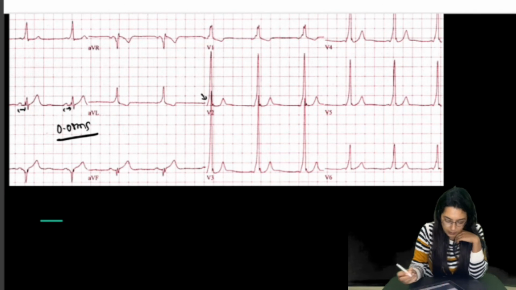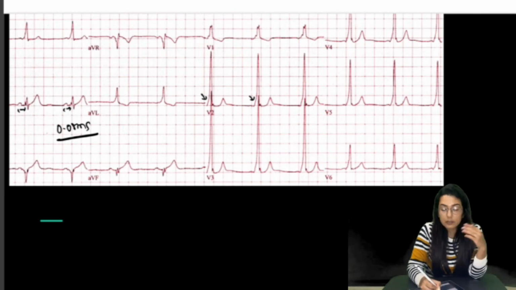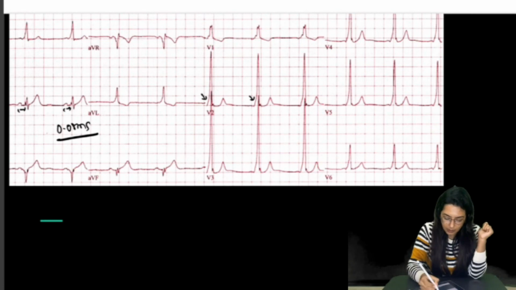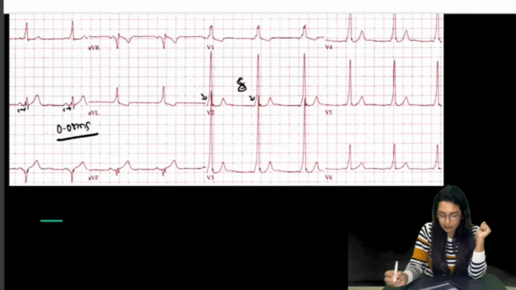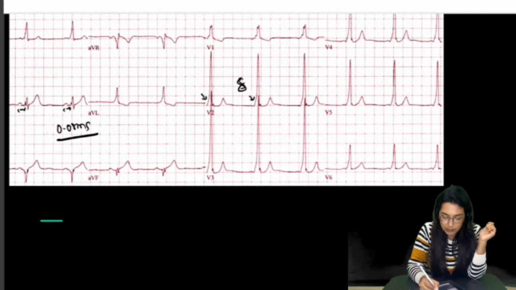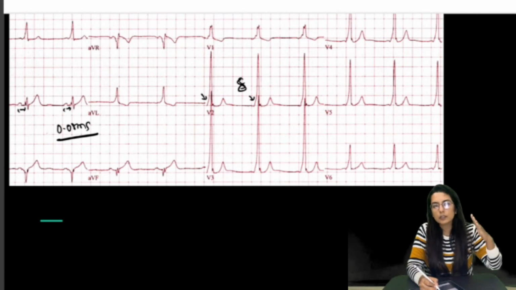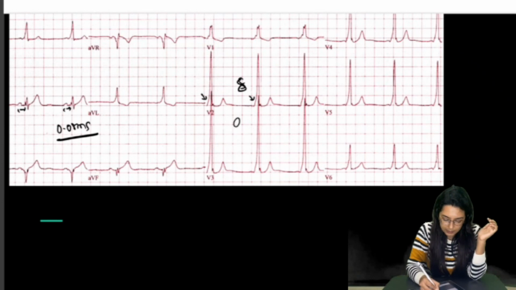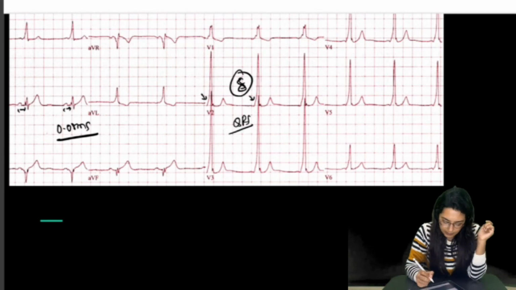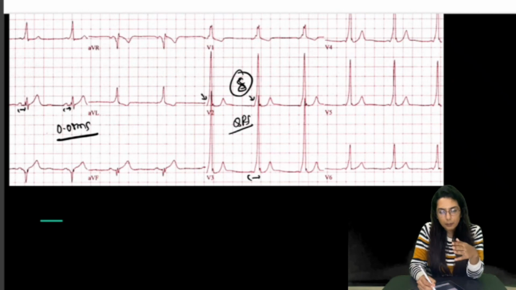As you can see, this is the delta wave. The QRS is prolonged, and there is a delta wave seen. WPW syndrome characteristically shows a slurring of the upslope of the QRS wave, which is known as the delta wave. Very characteristically present in WPW syndrome. There is a wide QRS.